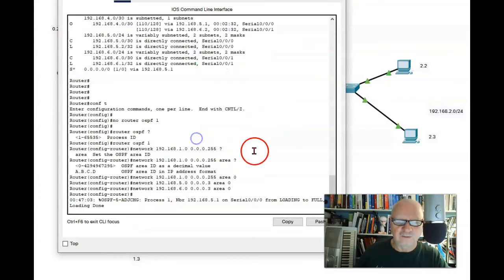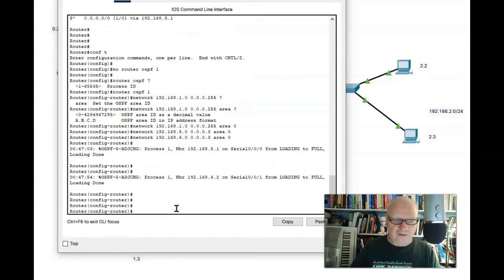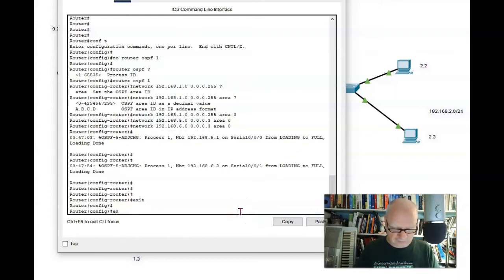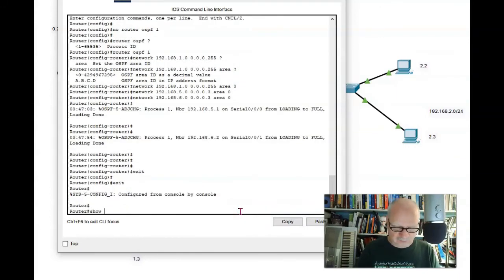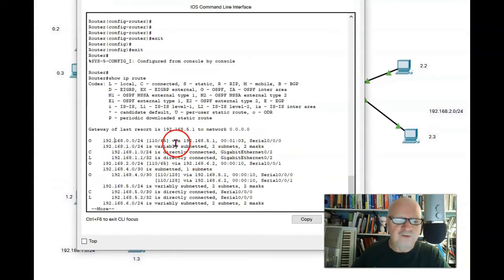And let's take a look at the routing tables and see if this routing table has, it looks like it is doing something here. Yeah, it looks like it's setting up some OSPF adjacencies. So it is doing something. But let's look at the routing table. Show IP route. Yeah, and sure enough, now we have some OSPF going here. So let's see if we can figure out how to interpret this routing table here for OSPF.